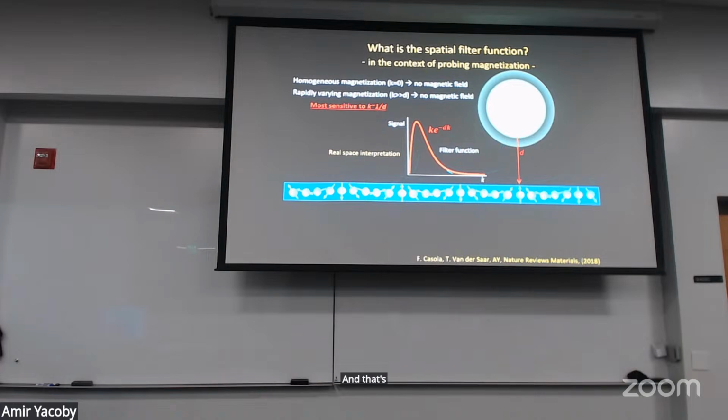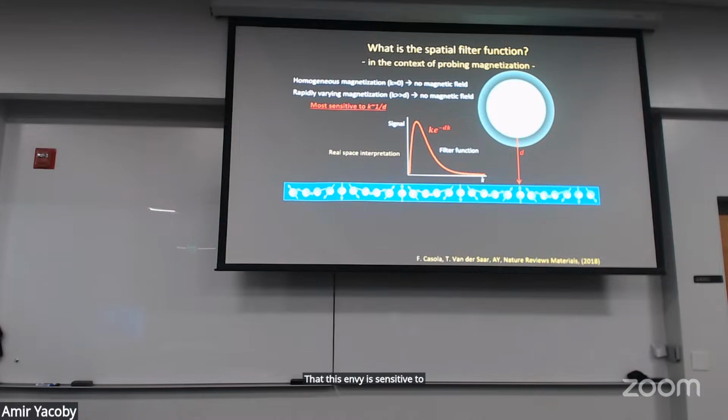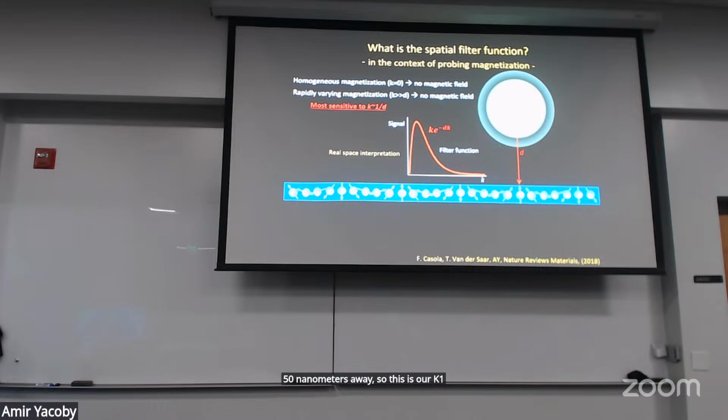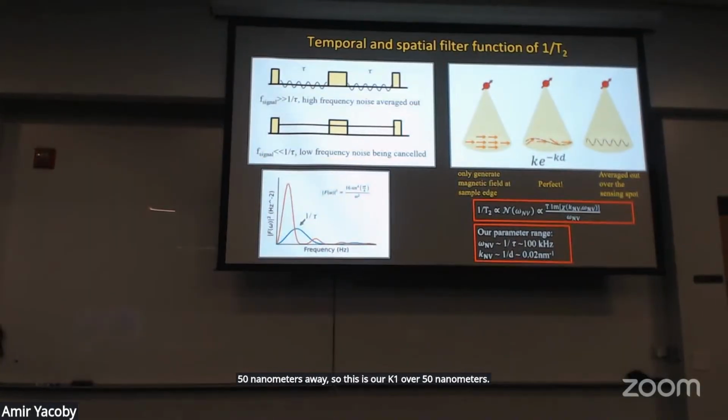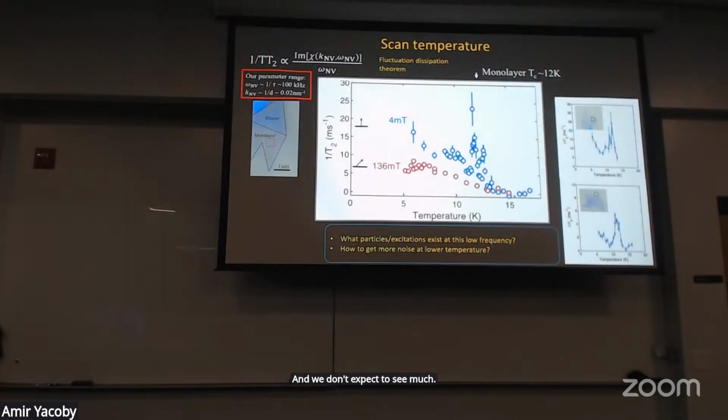And that's, in fact, the filter function that you can calculate for any wavelength of magnetization. You see it goes to 0 when k goes to 0, and it's exponentially small when k is large, and it's peaked at 1 over d. And so we also have a filter in momentum that this NV is sensitive to. And our NVs in the experiments I'm going to show are about 50 nanometers away. So this is our k, 1 over 50 nanometers. Okay, so now we know that we're looking at the susceptibility of our layered magnet at a well-defined k and omega shown here. And we don't expect to see much because we're at very low frequencies.